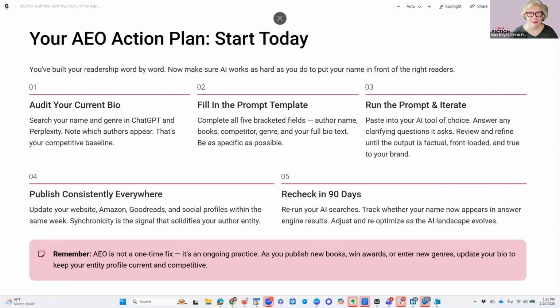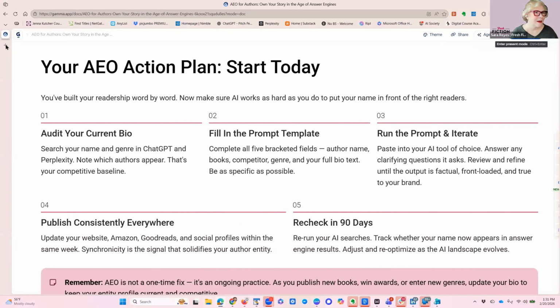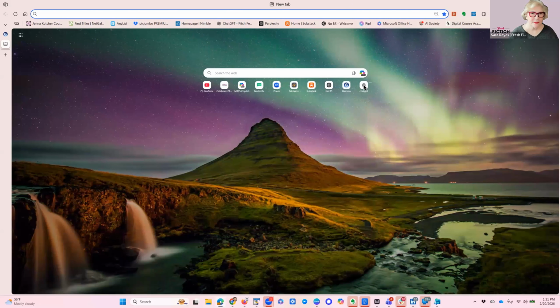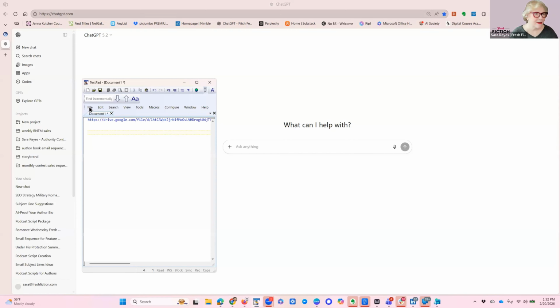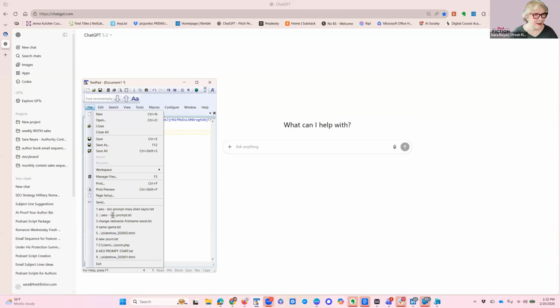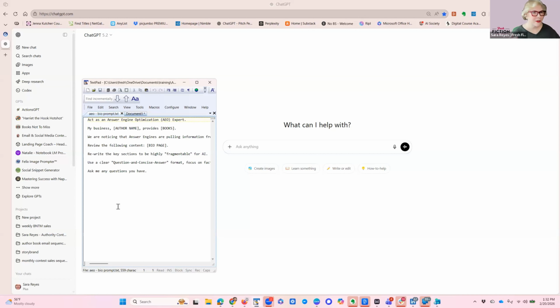And I am going to go through, let's see. We're going to start with ChatGPT. And in my other thing, this is how I do prompts. You guys are going to get to see how Sarah does prompts. Okay. So we're doing a new chat in ChatGPT.